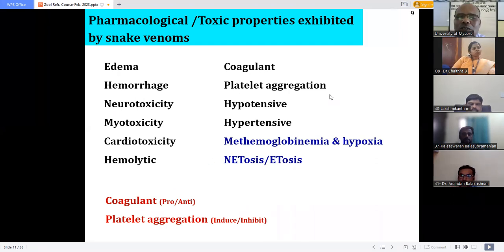Okay, so coagulant and platelet aggregation, as I already mentioned, coagulant, there could be procoagulants or anticoagulants. Platelet aggregation, they may induce aggregation or they may inhibit aggregation. And plasma coagulation and platelet aggregation are the heart and soul of hemostasis.